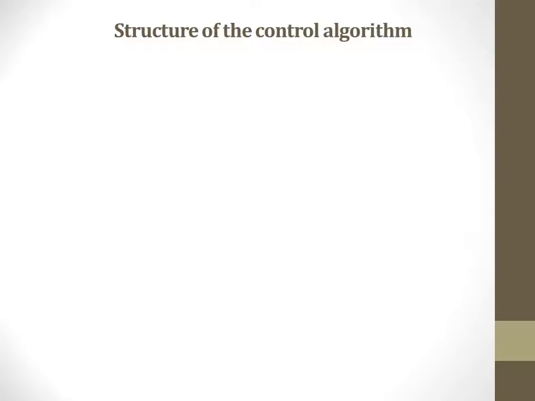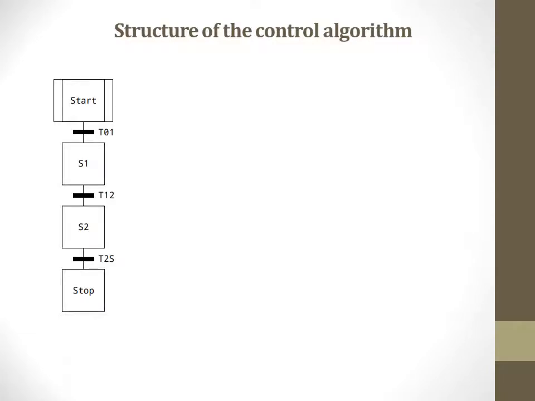Next, the structure of the simplest control algorithm is a set of sequential steps, as shown in the figure. The initial step, marked with a double outline, automatically starts when the program unit is called for the first time. Then, as the transition conditions are met, the remaining steps are activated sequentially from the top to the bottom.